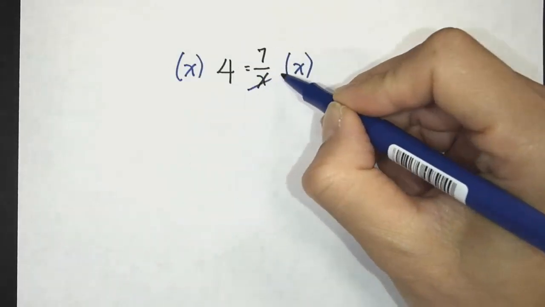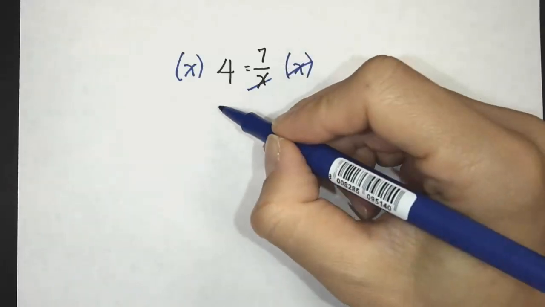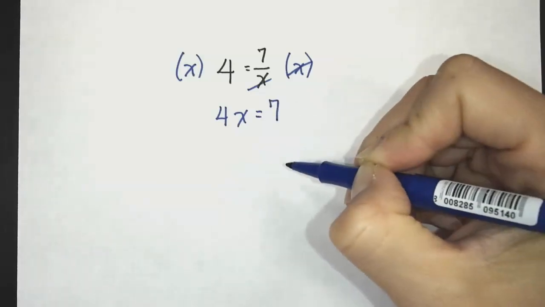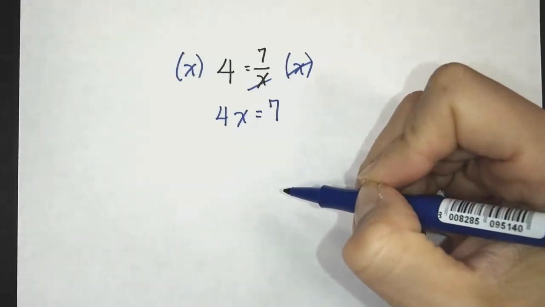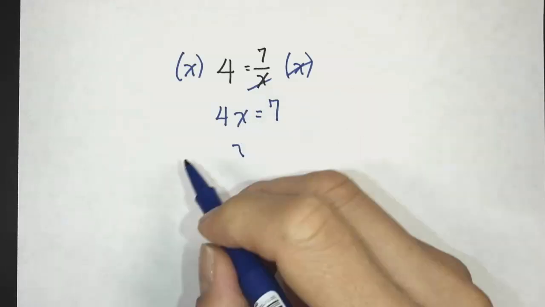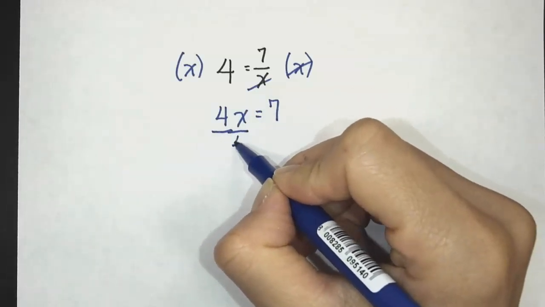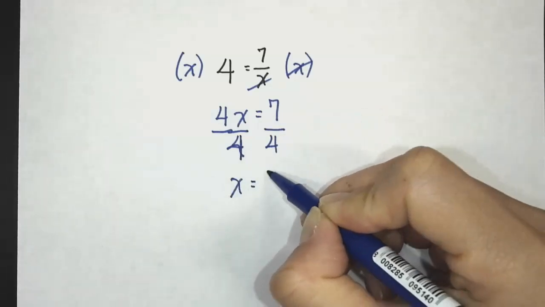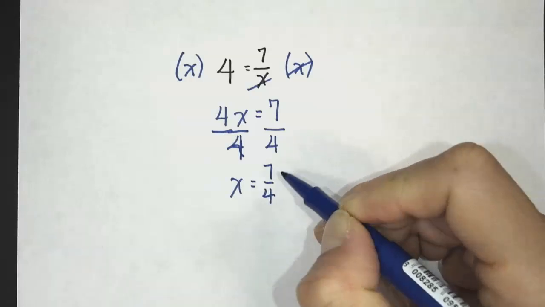The x on the right-hand side will cancel out. On the left-hand side, that leaves us with 4x equals 7. Okay? Now I want the x by itself because I want to know what x is equal to. So then I'm going to divide both sides by 4. And x is equal to 7 divided by 4.